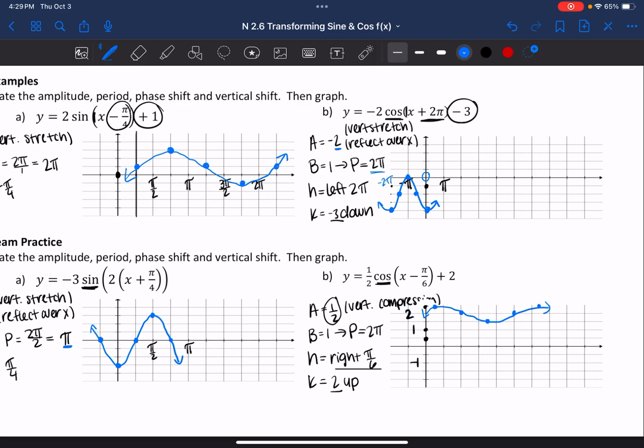So this one's not near as deep because of that vertical compression of 1/2. It doesn't seem to dip near as low or to have a maximum near as high. And we also were shifted up quite a bit.